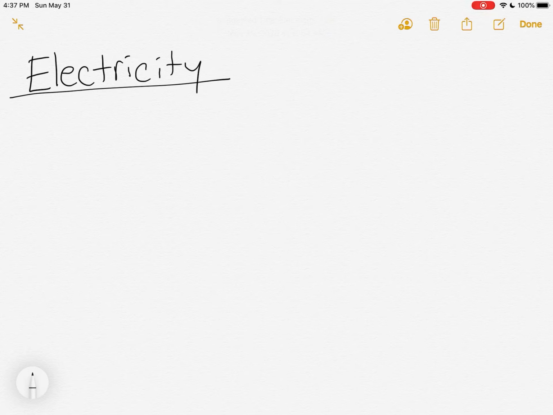So in this video lesson, we're going to have a look at electricity, and we're going to talk about a couple of different concepts with electricity. So we're going to start with just the fact that electricity is the flow of electric charges.